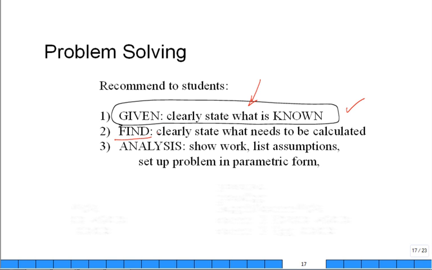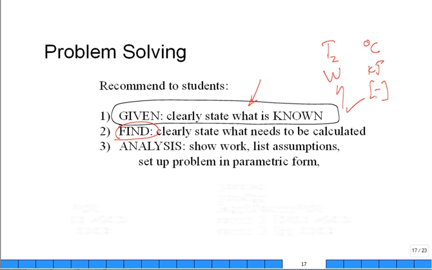Clearly identify what you're asked to find. Am I asked to find the final temperature? Introduce a symbol with subscript. Am I asked to find the work? Am I asked to find the efficiency? And then think about what are the typical SI units. Is it going to be in degrees C? Is it going to be in kilojoules? Is it dimensionless? All those things help you get unstuck and start moving toward the solution.